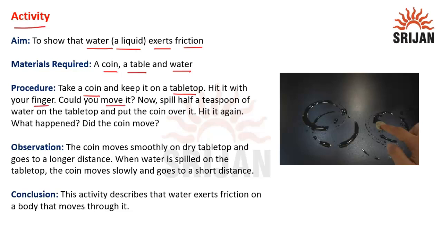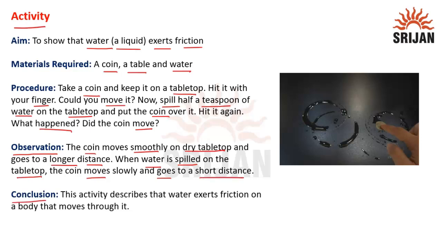Could you move it? Now spill half a teaspoon of water on the tabletop and put the coin over it. Hit it again. What happened? Did the coin move? So let's come to the observation. The coin moves smoothly on the dry tabletop and goes to a longer distance. When water is spilled on the tabletop, the coin moves slowly and goes a shorter distance.